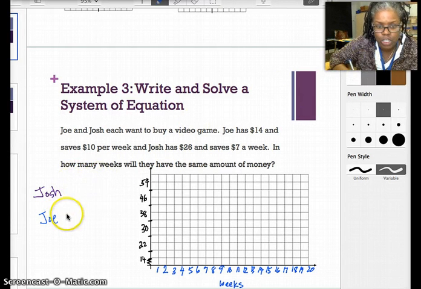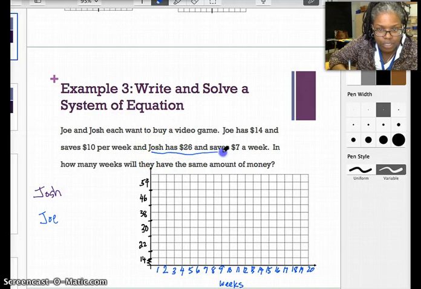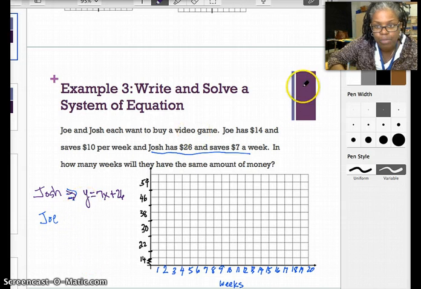I think it makes sense to write an equation for both of them. Let's check out Josh. We recognize that Josh has 26 bucks and saves $7 a week. You guys are really good at these kinds of equations. So for Josh, I should use purple. For Josh, we're going to have y is equal to 7x, where x represents each week, plus 26, the amount he starts off with. Similarly, we can write an equation for Joe with the same logic. y is equal to the $14 that he has plus 10 times x.